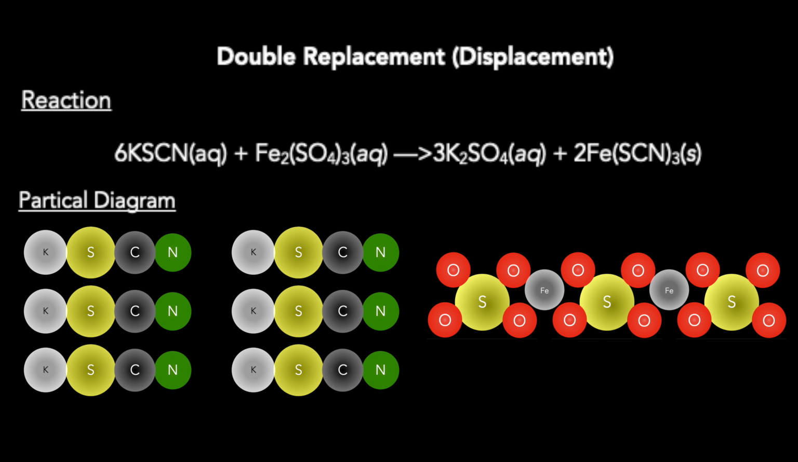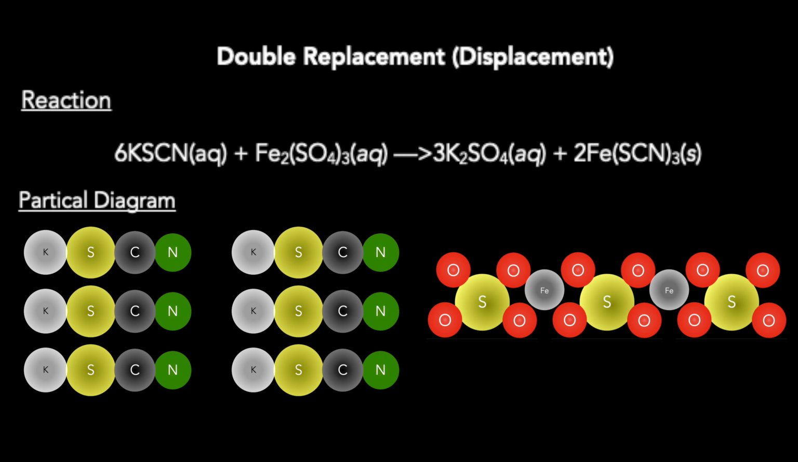For the double displacement reaction, also called a double replacement reaction, we're going to react a solution of potassium thiocyanate with iron 3 sulfate solution. In this type of reaction, the metal cations of each reactant will swap bonding partners.